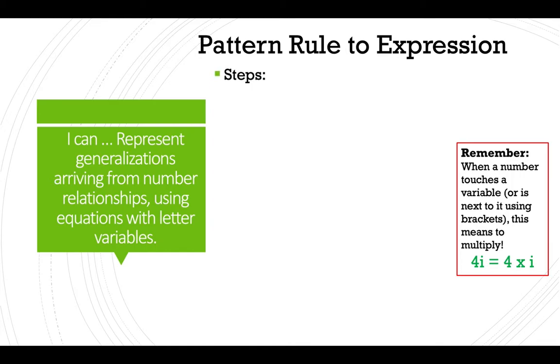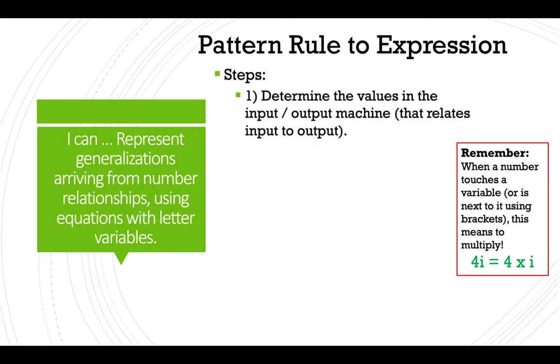Okay, so again, here's a reminder of our steps. The first thing that's most important to do, as you would have seen modeled in our homework review from yesterday, is you have to determine the values in the input-output machine that relate the input to the output. That is what we practiced all last week. You should be pretty much masters at that by now. The second thing is adding in a variable to represent the input. That's also what we practiced. Usually the variable goes next to the first machine.